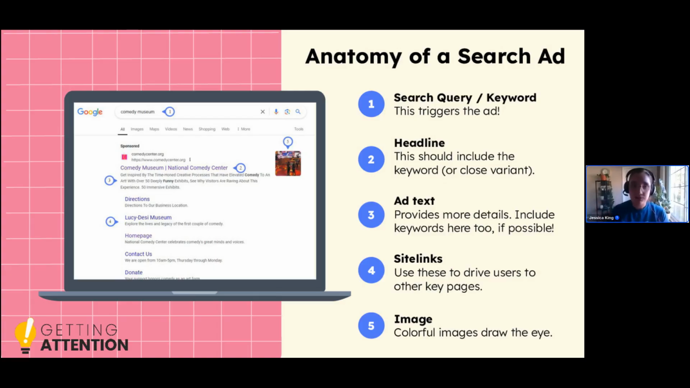So they've included a bunch of different links here. They've got directions to their museum, they've got their homepage, they've got a contact us, they've even got a donate link there so they can start to capture all these different intents. And the last thing, it doesn't show up all of the time on every single search ad, but some search ads do include images. So it's good to have those in your account as well. They help draw the eye, they help make the ad more engaging.